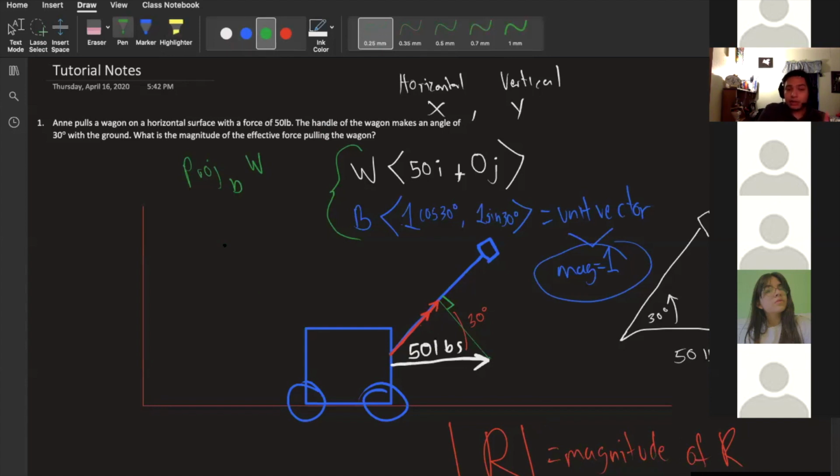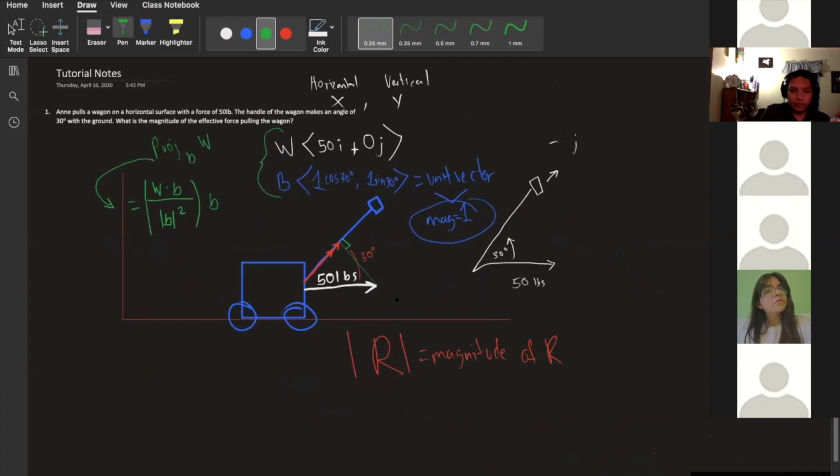So the formula is going to be, well, does anybody remember the formula? The projection of W onto B is, I believe, W dot product of B divided by the magnitude of B squared, all times, sorry, not the magnitude, but the vector B, okay? So this is the formula that you're going to use. Now let's give ourselves some more room.